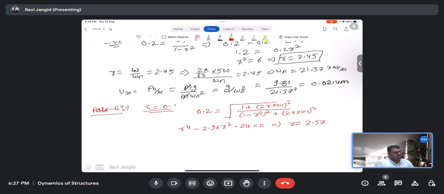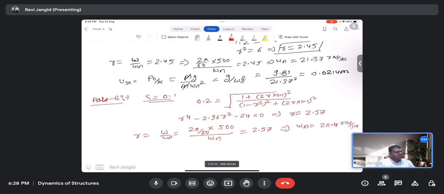Your omega, 20.373. Okay. So r is equal to omega by omega n, where omega is 2 pi by 60 into 500, and r is equal to 2.57. So omega n is coming out to be 20.4 radian per second. Okay.